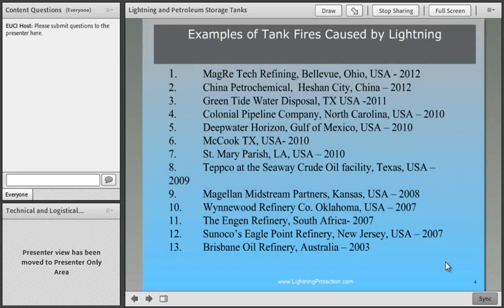There are some examples of tank fires caused by lightning. This is by no means an all-inclusive list, but as you can see here, it's not really an uncommon event either. Since lightning is a worldwide phenomenon, naturally you can expect lightning fires to occur all over the world. In this list, you can see sites in the United States, in China, in South Africa, and Australia.